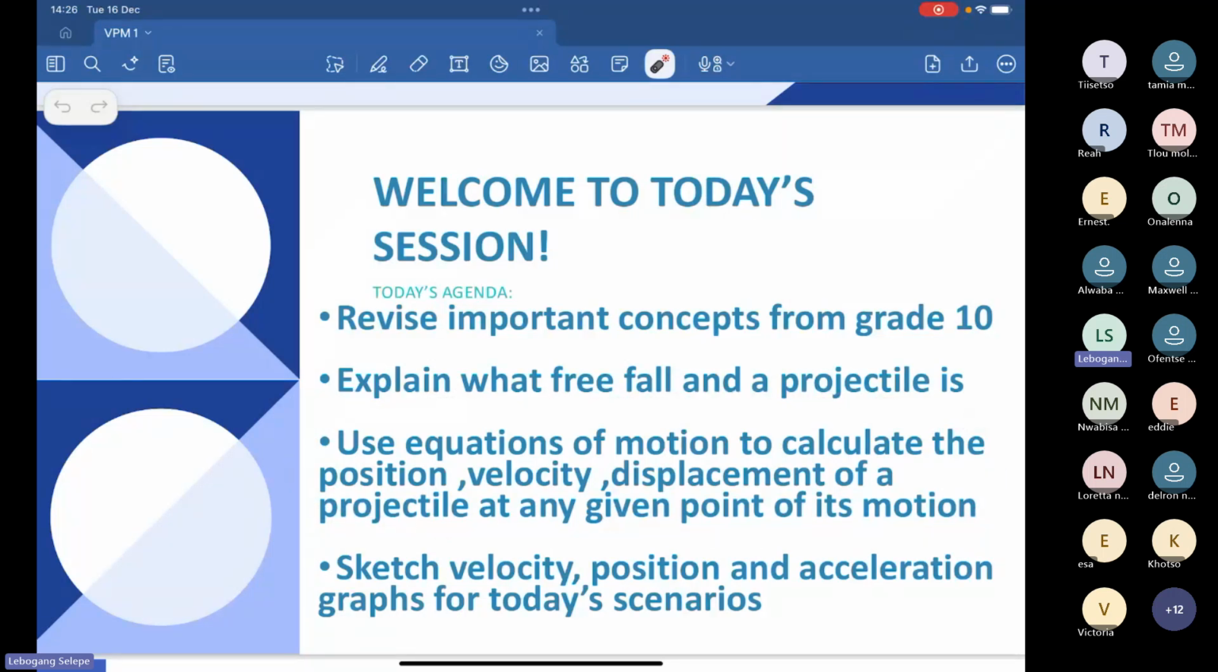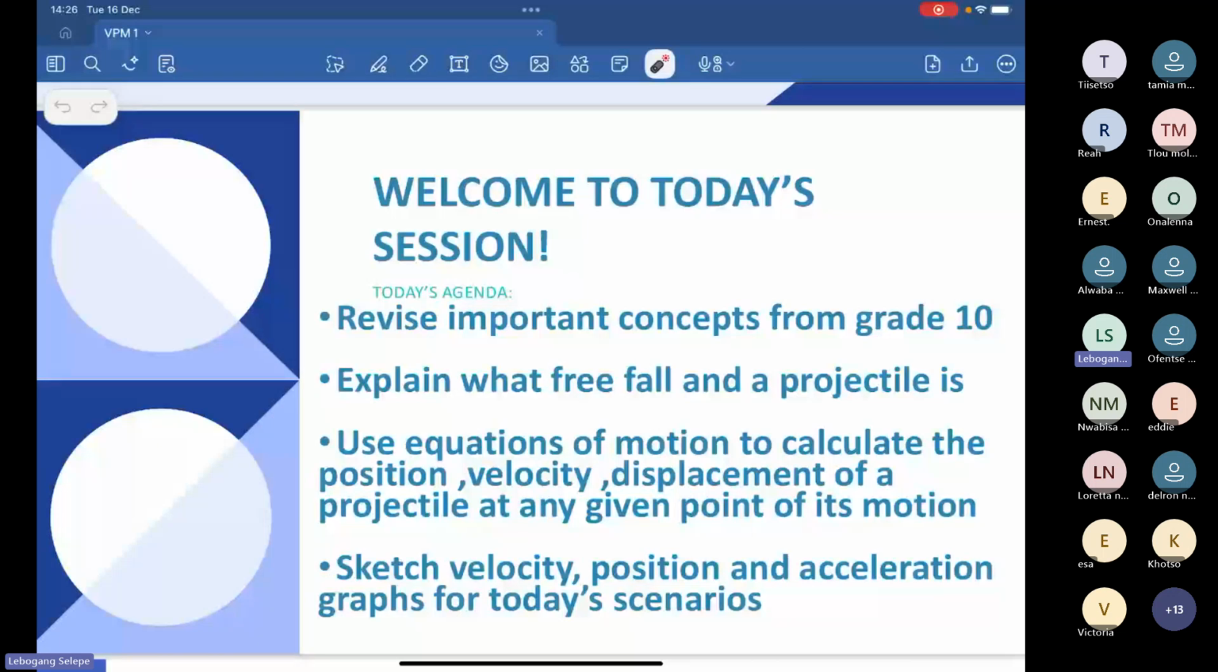You already know about equations of motion from grade 10, so it's not supposed to be that challenging, right? And also in grade 10, you were drawing the graphs. Remember, velocity versus time, position versus time, as well as acceleration versus time. And remember, we said that in grade 12, your acceleration will always be constant because it's acceleration due to gravity. So basically, your acceleration versus time graph will always be the same. So that should not be a problem.